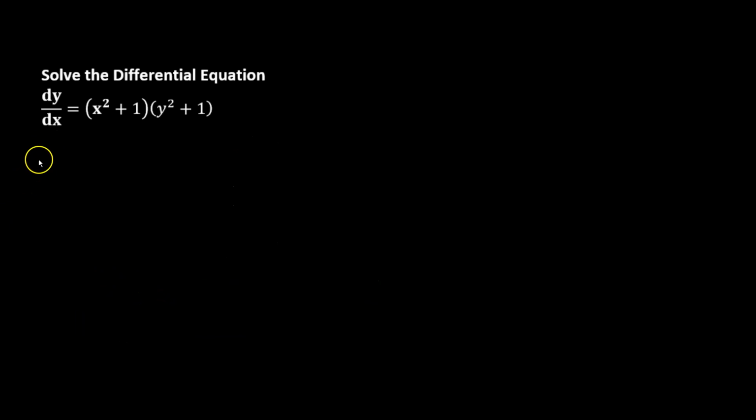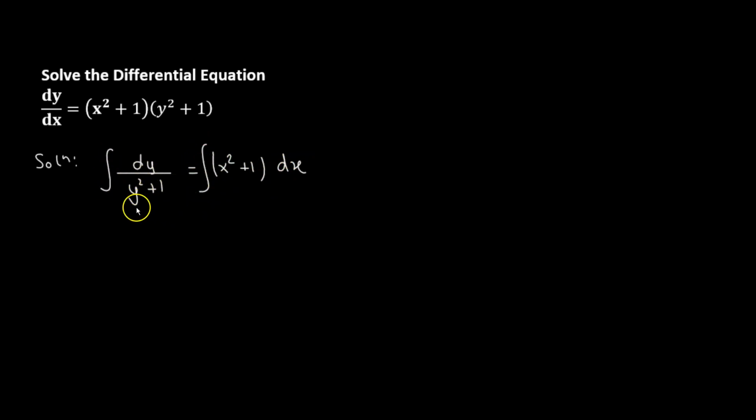So this given differential equation can be rewritten as dy over y squared plus 1 equals x squared plus 1 times dx. So this is now in the separable form. That means we can integrate both sides.